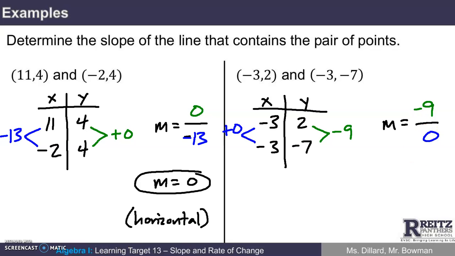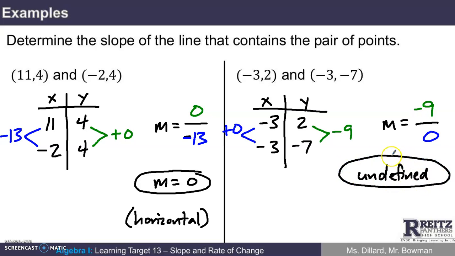Now, a number that's not 0 divided by 0 is not 0. It's just undefined. There's no value for 9 divided by 0, so it's undefined. This is actually a vertical line. This is a line that goes straight up and down. And I can see that because the x's are the same.